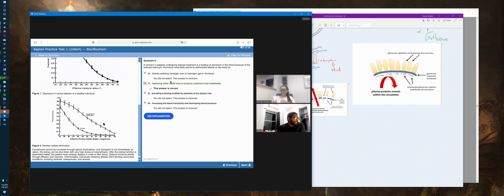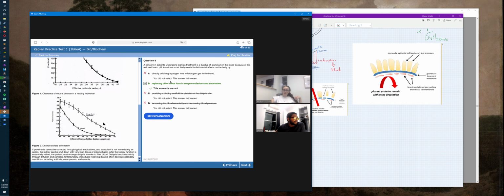So if you look at D, increasing the blood osmolarity and decreasing blood pressure. A couple of things. First of all, we have to see if aluminum will increase blood osmolarity. How do we figure it out? Well, osmolarity depends on the amount of salt concentration. But the second thing is the decreasing blood pressure.